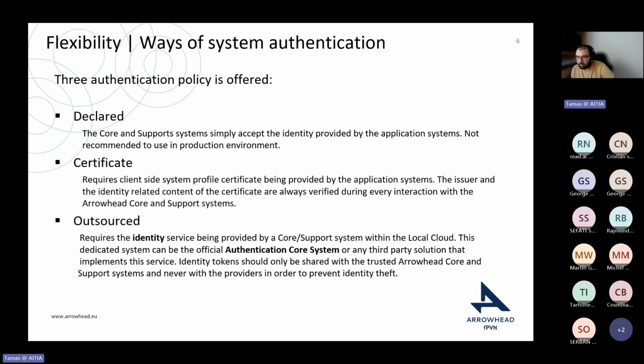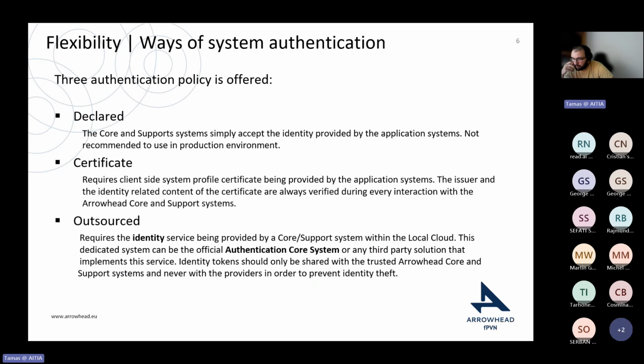And the third authentication policy that the coming version will offer is the outsourced policy. This requires a specific service, the identity service, being provided by a core or a support system within the local cloud. And this system can be the officially dedicated system, which is the authentication core system, which provides this identity service, or it can be any third-party solution that implements this service.